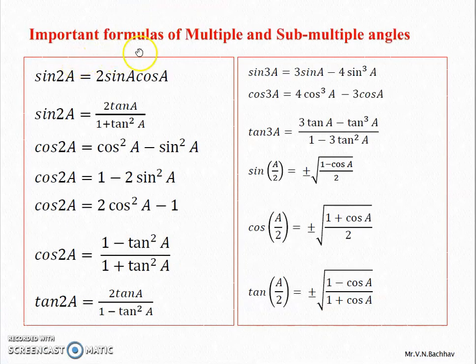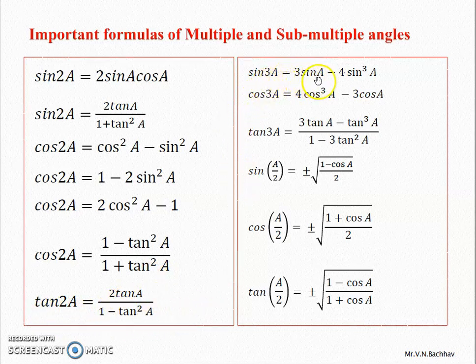Now let us see some important formulas of multiple and submultiple angles. Sin 2A is equal to 2 sin A cos A. Sin 2A is equal to 2 tan A upon 1 plus tan square A. Cos 2A is equal to cos square A minus sin square A. Cos 2A is equal to 1 minus 2 sin square A. Cos 2A is equal to 2 cos square A minus 1. Cos 2A is equal to 1 minus tan square A divided by 1 plus tan square A. Tan 2A is equal to 2 tan A upon 1 minus tan square A.